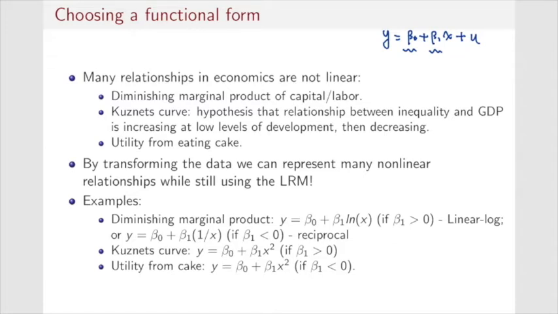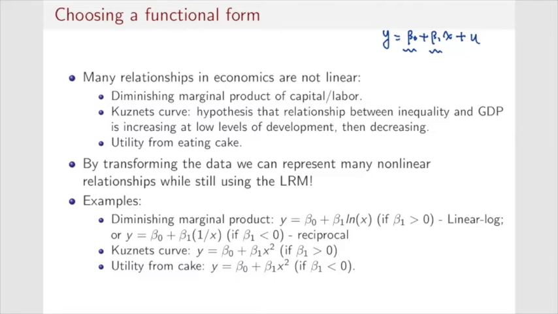And also, we have the hypothesis that the relationship between inequality and GDP is increasing at low levels of development, but then it will decrease. Similarly, the marginal utility from eating one more cake is decreasing as you eat more cake. How to incorporate these nonlinear relationships in the regression model?